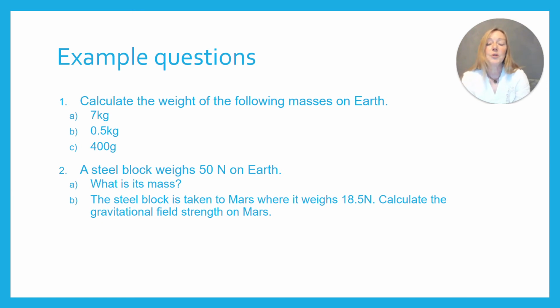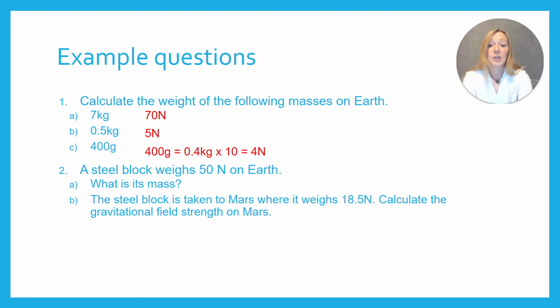So the first question was to calculate the weight of any mass that's on Earth, and to do that all you do is times that by 10. So 7 kilograms times 10 would give us 70 newtons, 0.5 times 10 is 5 newtons, and the third one is the one to be very careful with. What they've done, and they do this in exam questions, is give you 400 grams. You need to convert the unit to kilograms first before you times by 10. So the first thing you would do is 400 grams divided by 1,000 would give you the kilograms, and then times that by 10. And that would give you 4 newtons.